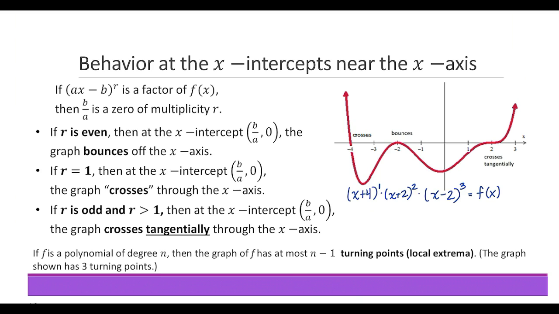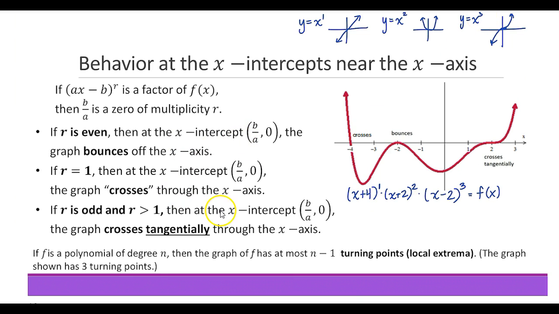Now, the way I like to remember this is if you know your basic functions, we know that the function y equals x, well, that's x to the first. What does that do? Well, that just crosses straight through the x-axis. And what do we know about y equals x squared? Well, the multiplicity there is 2, and what happens is it just bounces off at 0. And then y equals x cubed, well, if we know the graph of that basic function, it flattens out at 0 because its multiplicity is 3.